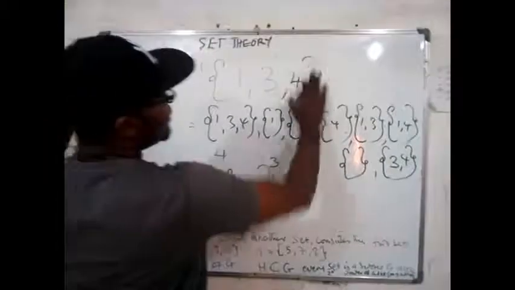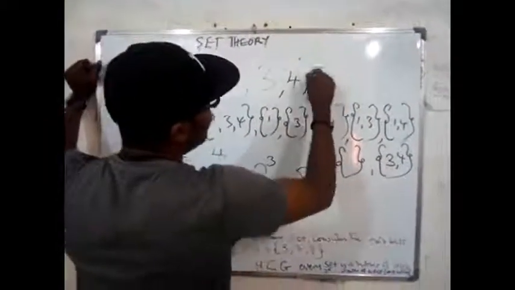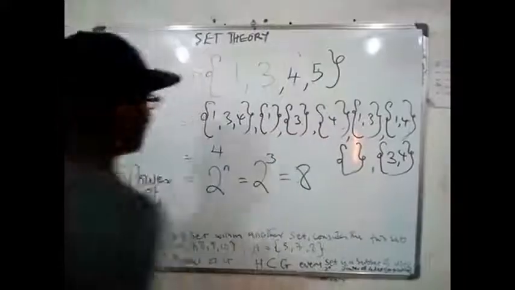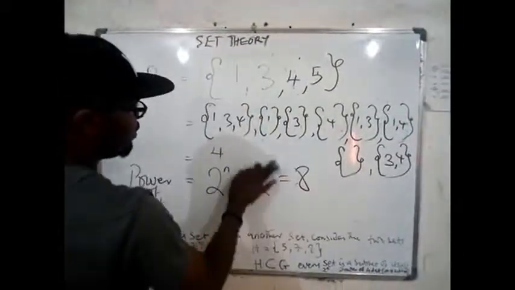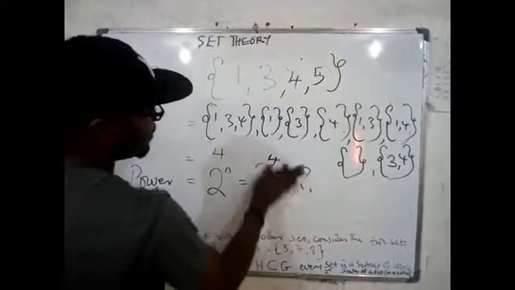So let's say now that we have 4 and 5, and we are told to find the power of this set. It's going to be 1, 2, 3, 4. So it's going to be 2 to the power 4, which is what?